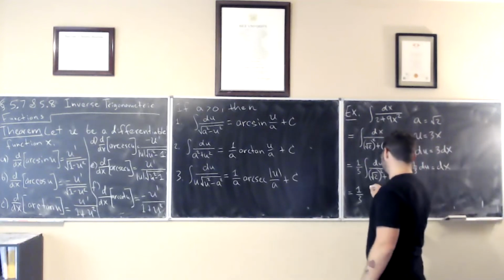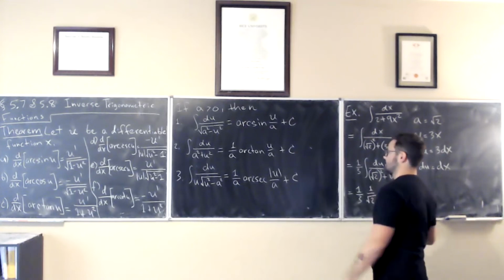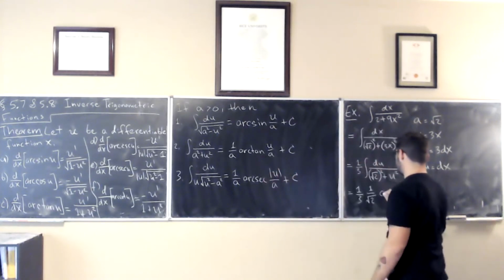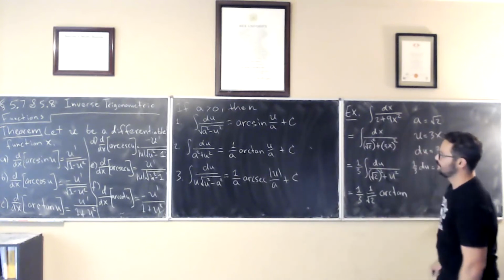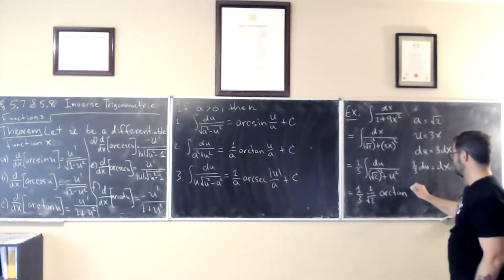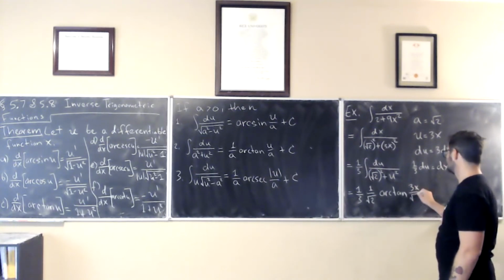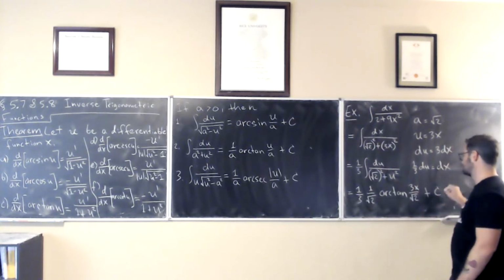So 1/a times arctan of u over a. And what's u? What's that? And then don't forget your constant of integration.